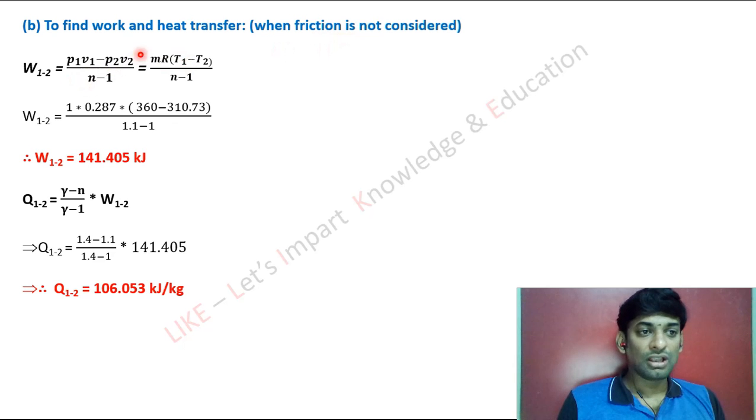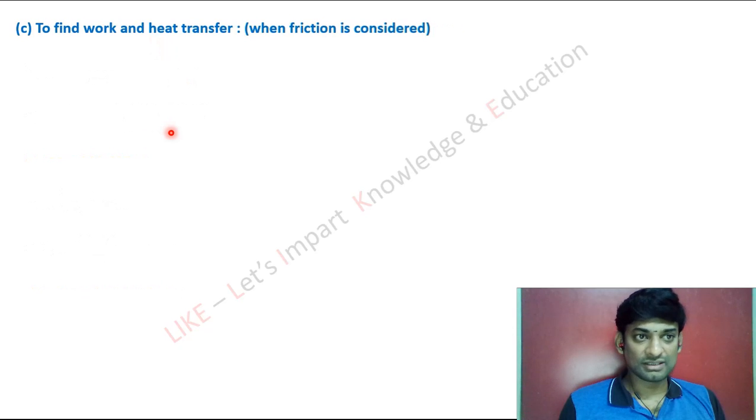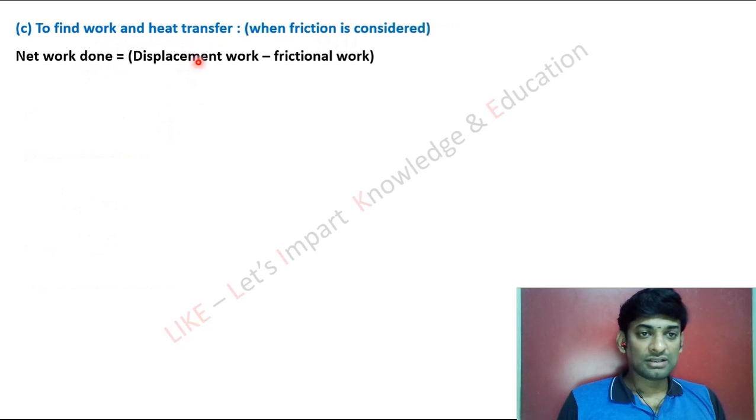So, in the next case, we are going to determine the same W and Q, but we cannot use this formula because n value is not given. So, you have to use a different formula. Look at this. To determine work and heat transfer when friction is considered, the net work done is displacement work minus frictional work. Displacement work is nothing but the work we calculated without friction. We have already calculated work without friction. Now, you are going to subtract frictional losses from that.